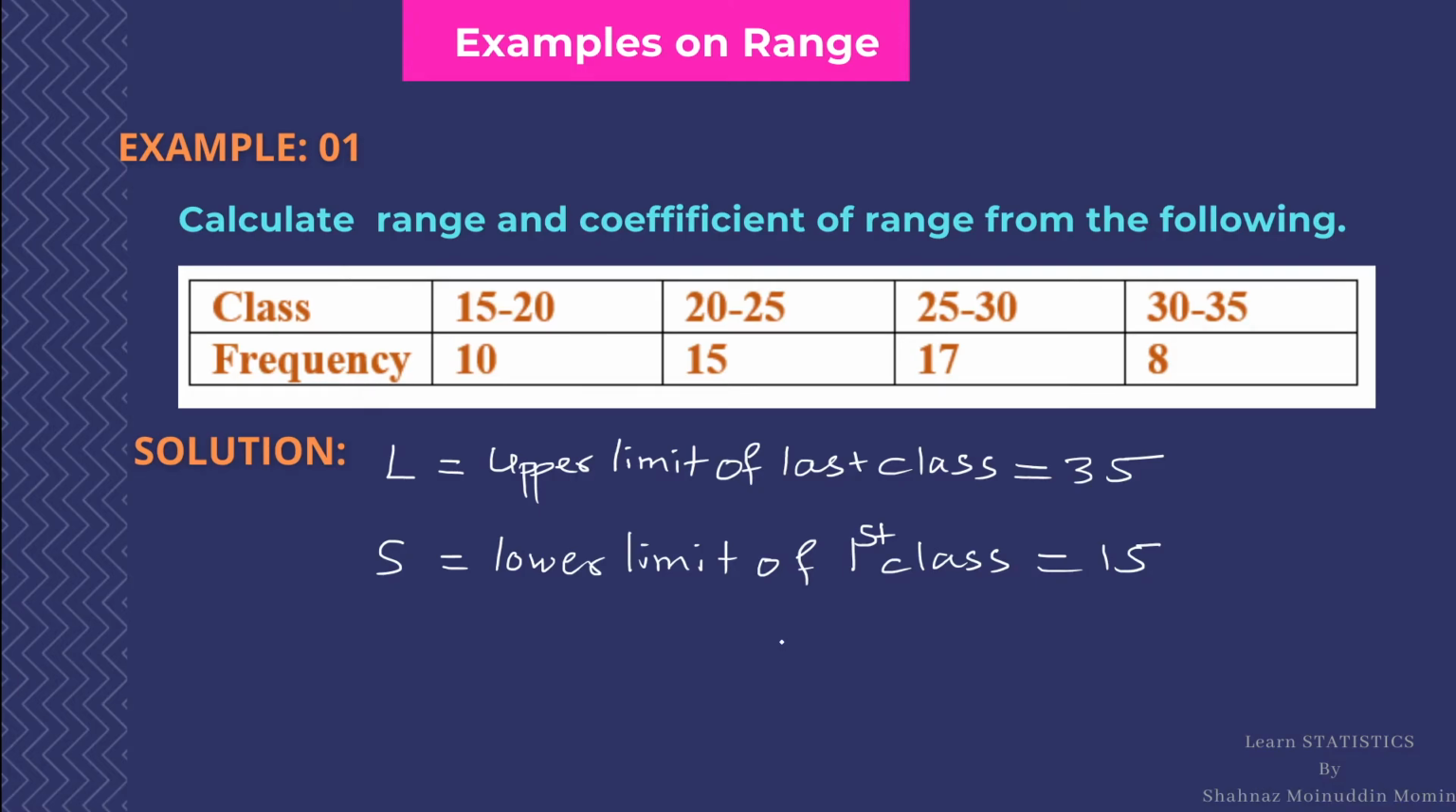In case of range, there is a slight change in the formula for continuous data. Here L is the upper limit of the last class and S is the lower limit of the first class. For individual and discrete data, L is the largest value and S is the smallest value. Only this changes in the continuous or grouped data. So range is given by L minus S is equal to 35 minus 15 is equal to 20. Hence range is equal to 20.